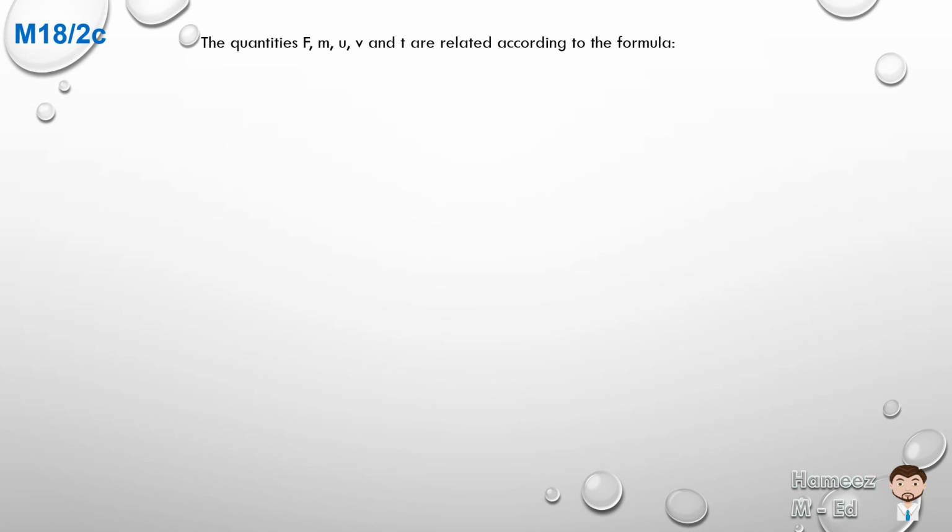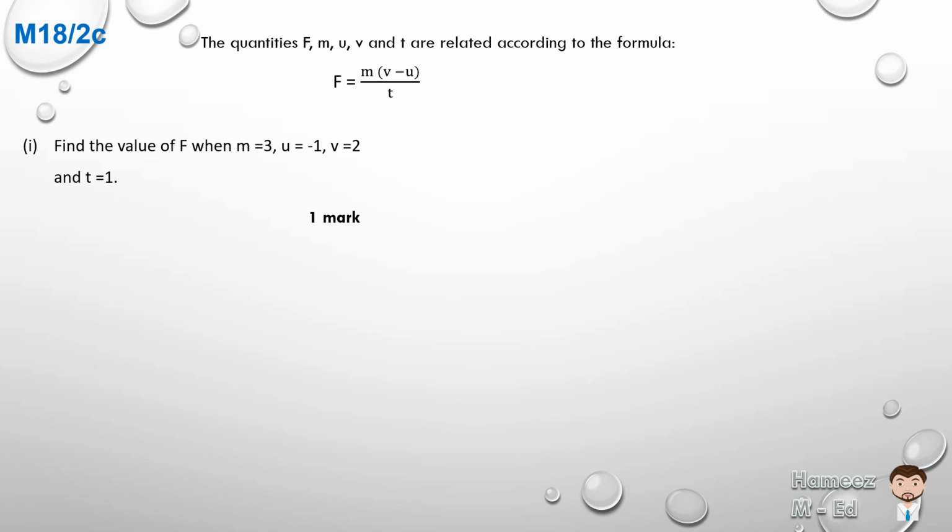May 2018, number 2C. The quantities f, m, u, v, and t, those 5 quantities, are related according to the formula f is equal to m brackets v minus u over t. And actually for the physics students, if you know this, this is the formula relating force, mass, and change in velocity. So part 1. Find the value of f when m is equal to 3, u is equal to minus 1, v is equal to 2, and t is equal to 1.